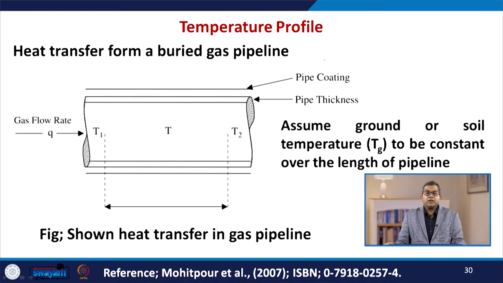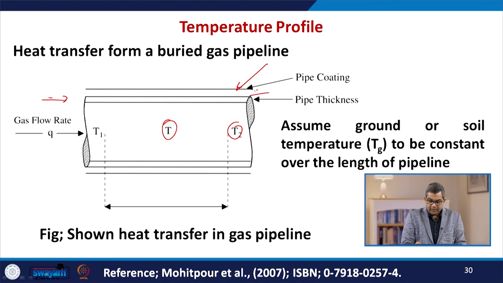Now, let us talk about the heat transfer from a buried gas pipeline. Again, we have a gas flow rate q, with inlet temperature T1 and outlet temperature T2. This is the pipeline coating, and this is the pipeline thickness. Now, assume the ground or soil temperature Tg to be constant over the length of the pipeline, which is approximately L.